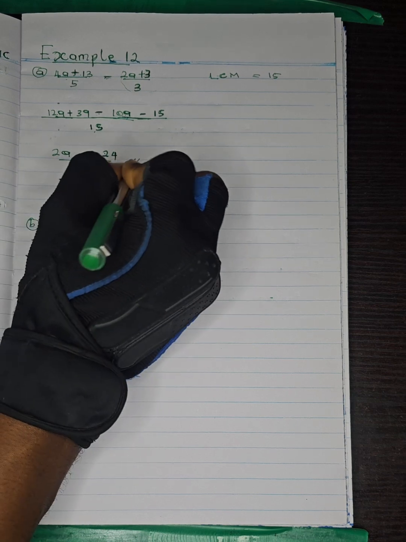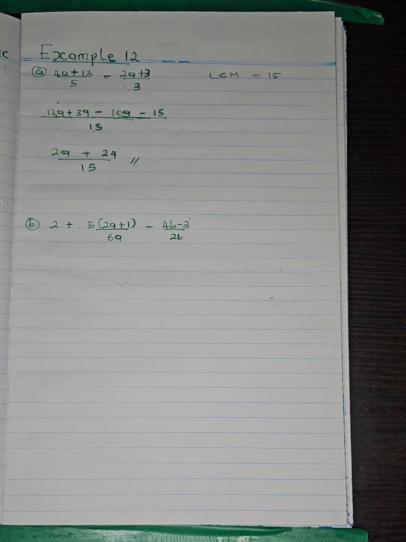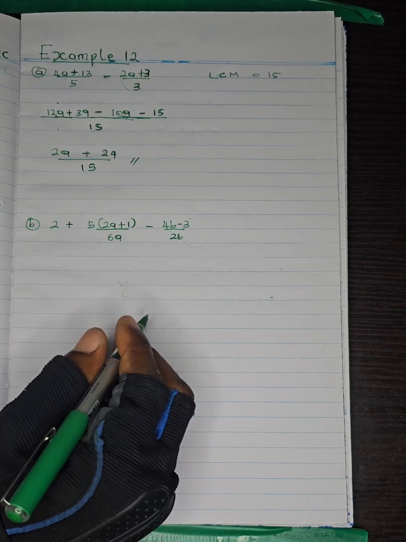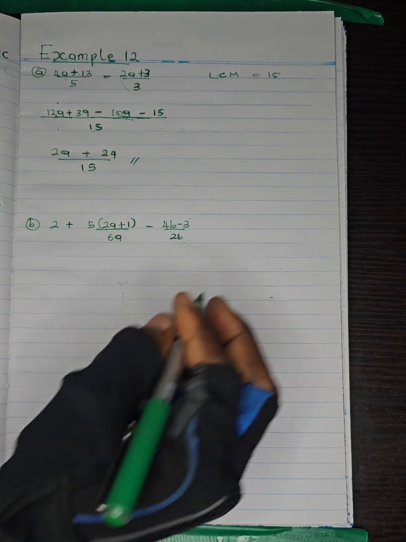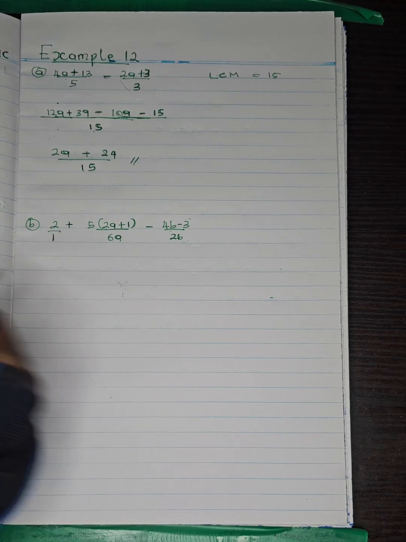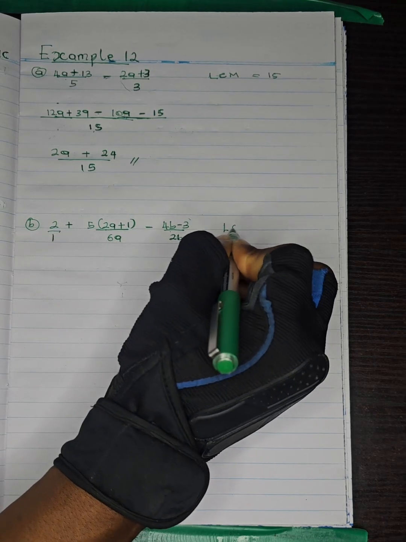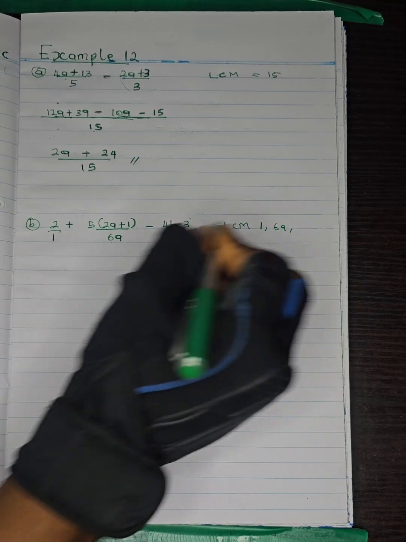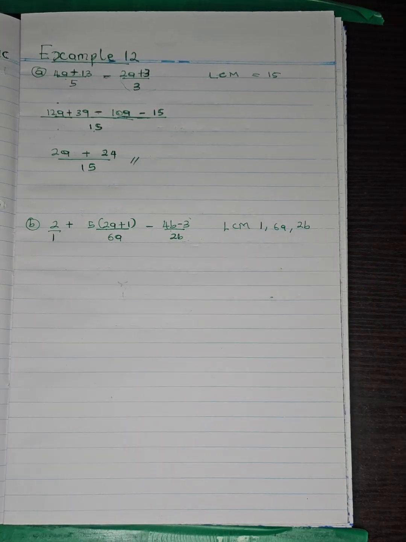So this is your final answer. Let's go to the second one. We have this, we have this, we have that. So what's the LCM we are looking for? We'll look for the LCM of, this is same as 2 over 1 if you change it to fraction. So we are looking for the LCM of 1, 6a and 2b.